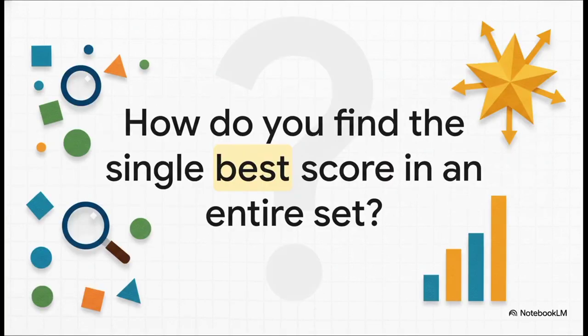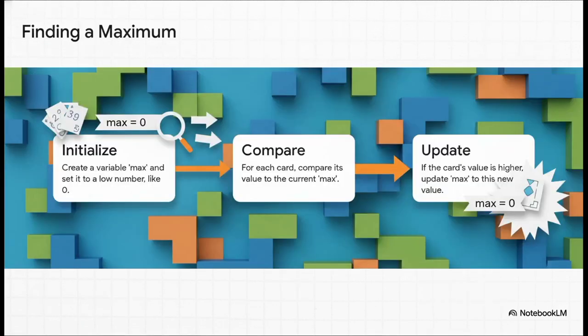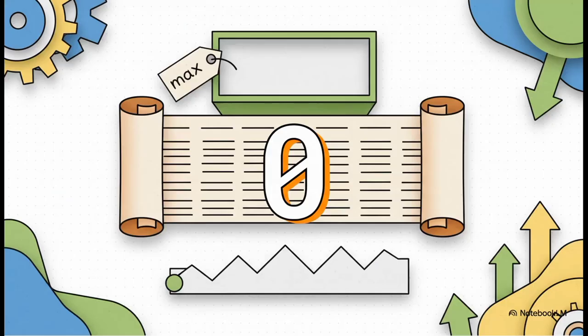Okay, finding the first match is one thing, but what if you need the absolute best score in the whole stack? And here's our next building block. The logic is super simple. You just track the highest score you've seen so far. So we start with a variable called max set to 0. That's before we've even looked at any cards.